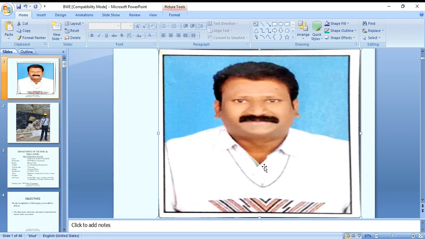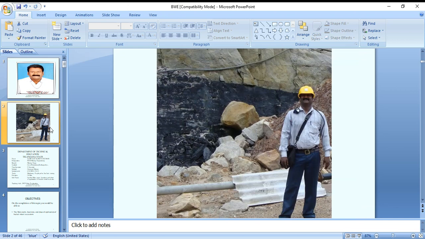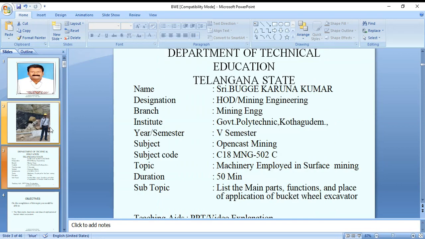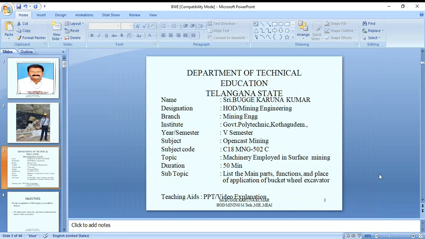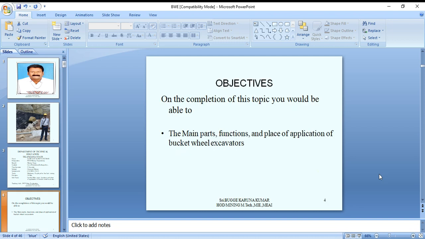Now, this is a generally coal mines related picture. My name is Karuna Kumar, HOD Mining. Machinery employed in surface mining is the topic. Listing the main parts, functions, and place of application of the bucket wheel excavator is today's topic. After completion of these slides, you will be able to understand and note the main parts, functions, and places of application of bucket wheel excavators.